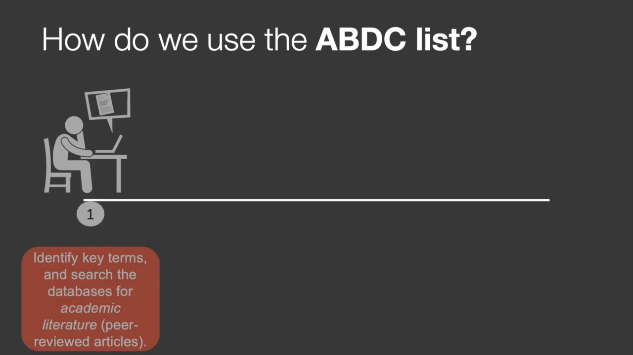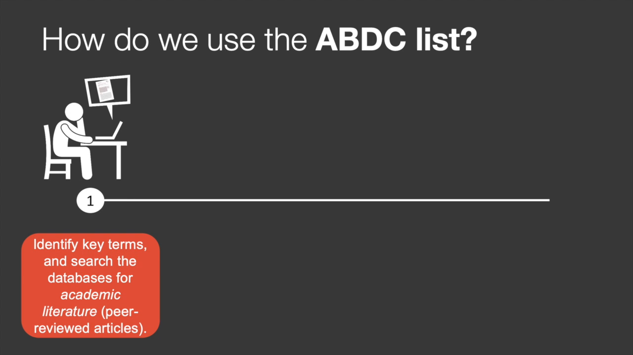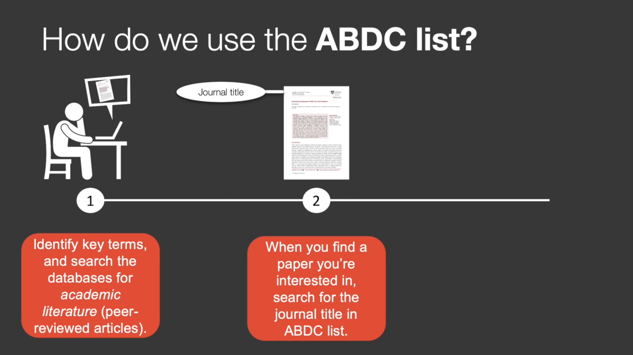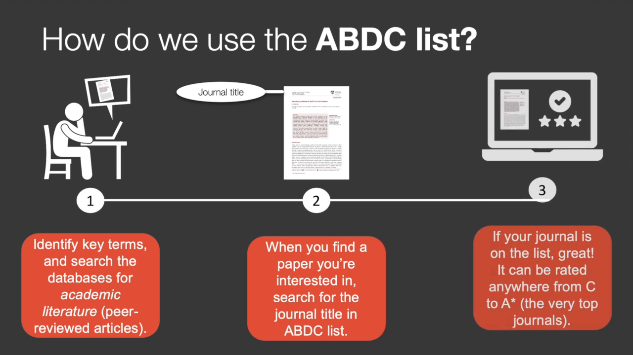Well, step one is to identify the key terms and search the databases for academic literature. This is what we call a peer-reviewed journal article. Once you've identified an article, you can search for the journal title in the ABDC list. If the journal's listed on the ABDC list, that's great. It means it's a reputable source according to the Business Deans Council.